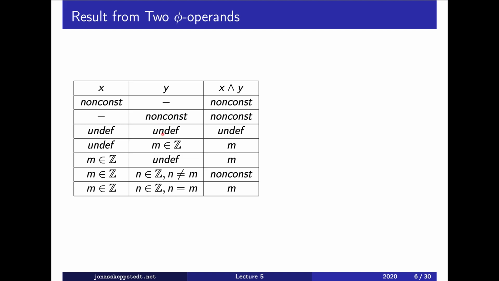If both are undefined, I mean unknown, then the result is unknown. If one of them is undefined and the other is a constant, then we interpret the combination of these two as that constant, and the same in the other direction. However, if both are constants and they are not the same constant, well, then it's a non-constant. And if both have the same constant, we take that, of course, as the value. When we have done that for two operands, we go on with the next operand. And in the end, we have the value of the phi function.